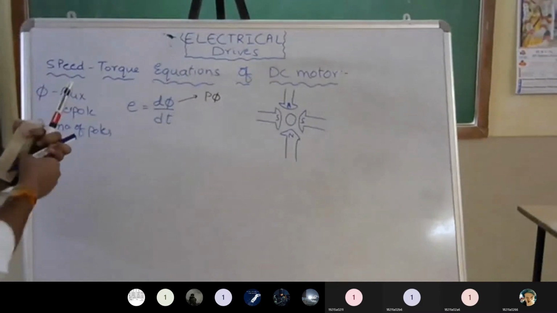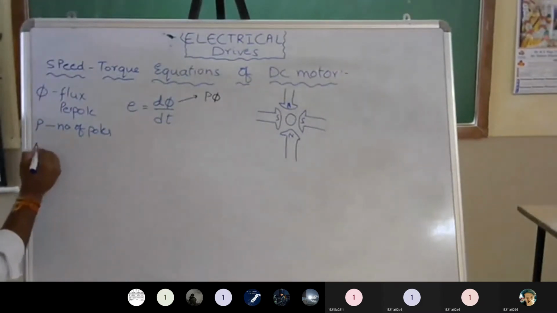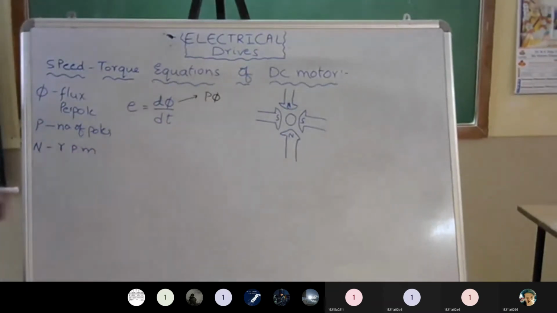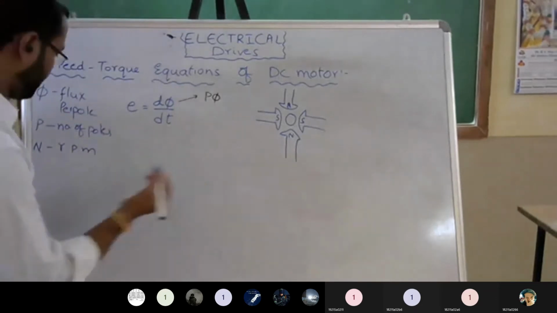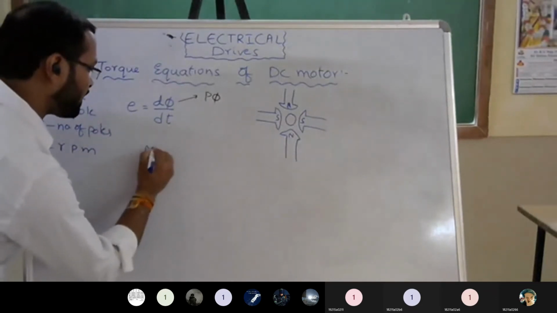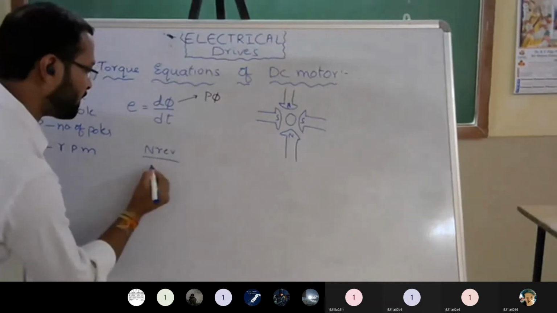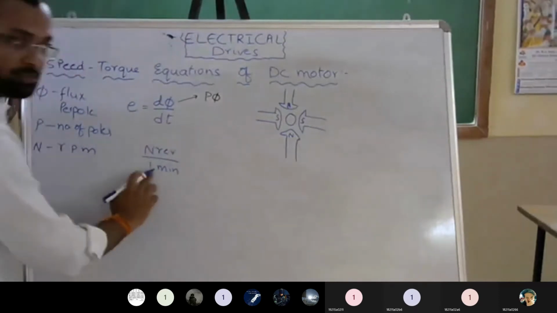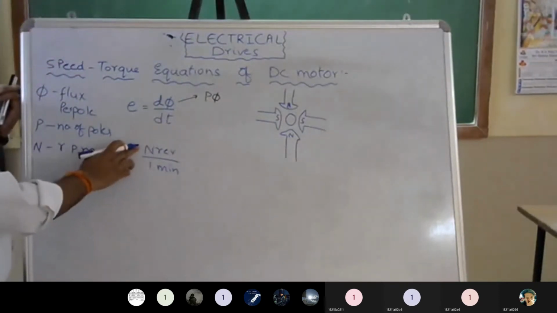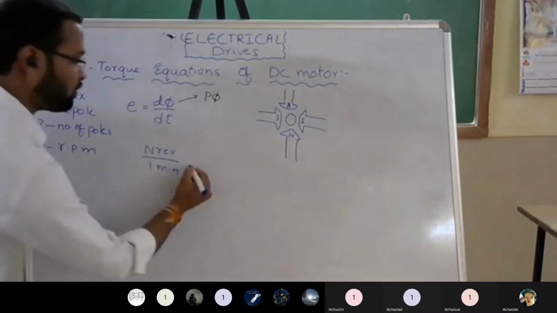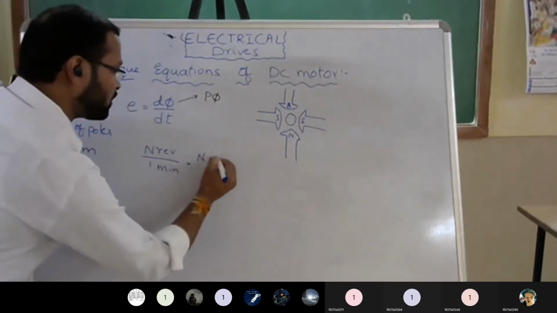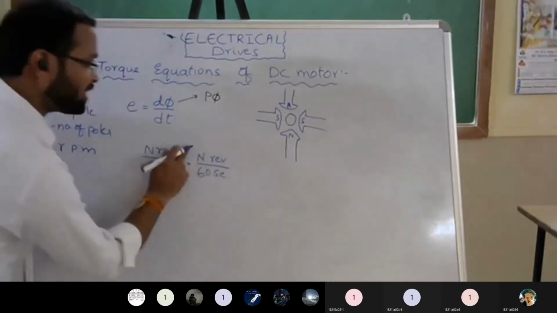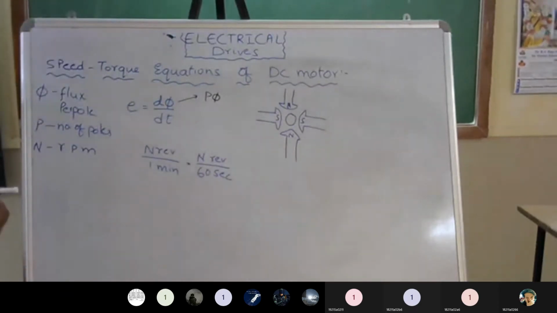So in how much time? Generally we consider N as revolutions per minute. N revolutions per 1 minute means in 1 minute it will do N revolutions. To convert to seconds, 1 minute is equal to 60 seconds. So N by 60 revolutions per second.